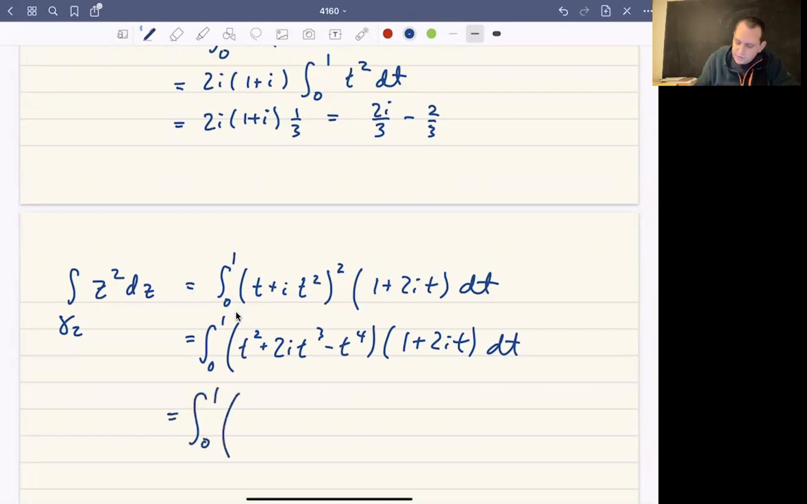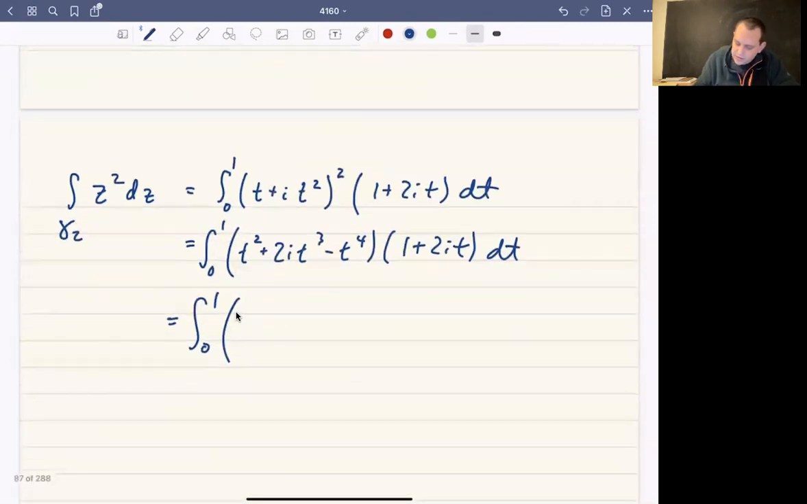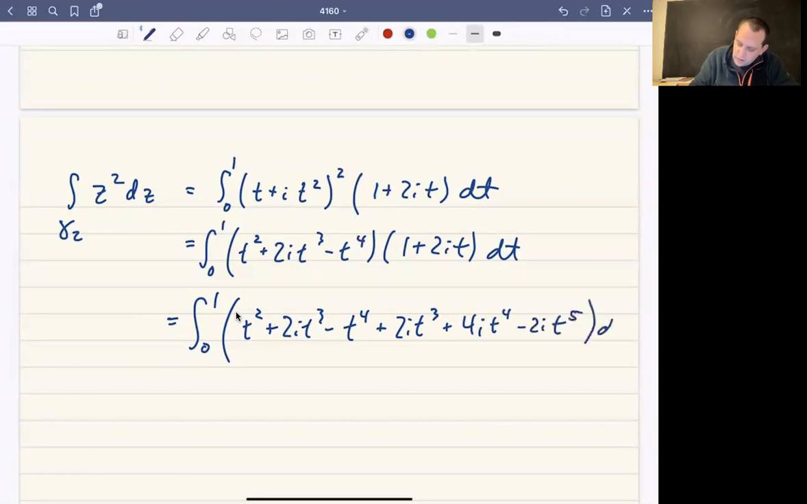And now if we distribute, we're going to end up with 1t squared plus 2it cubed minus t to the 4th. So that's all the stuff times 1, plus the stuff in the first parentheses times 2it. So that's going to be 2it cubed, plus 4i squared t to the 4th, minus 2it to the fifth dt.